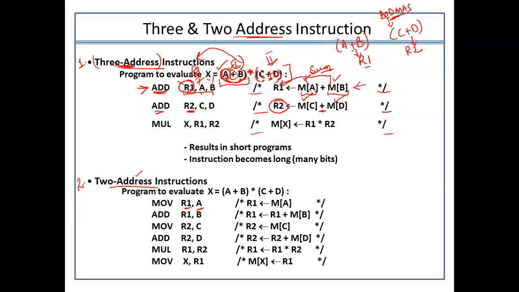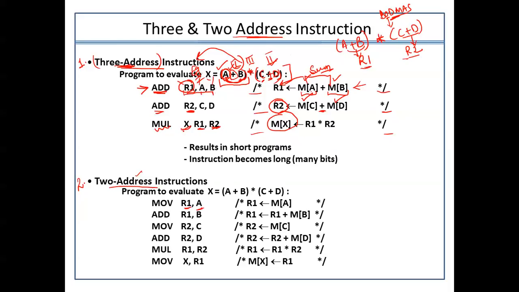So now what happens? R1 is holding the result A plus B. R2 is holding the result C plus D. Now what do I have to do? I have to perform the multiplication. This could be the third step. So what am I going to do? Multiplying. What am I about to multiply? The value of R1 and R2, and where am I going to store it? Again in the memory at the address of X. Okay, so that's why X is provided here.